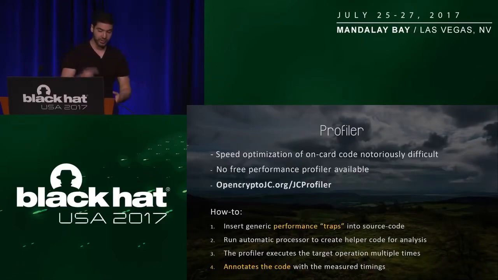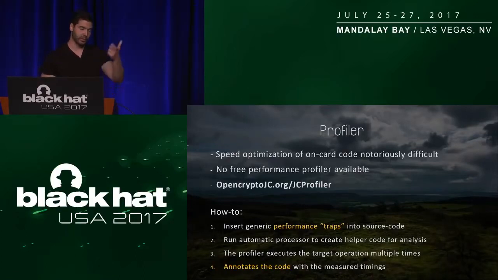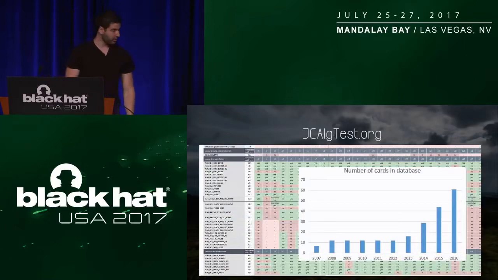If you want to use it, here are the steps. First, you need to insert some performance trap in your source code. Just a single line that tells the profiler this is the function or the API call I want to profile. And then you run the automatic processor, and the result you feed into the profiler, which executes your applet multiple times, and then annotates the code with the measured timings for each one of the lines you're interested in.